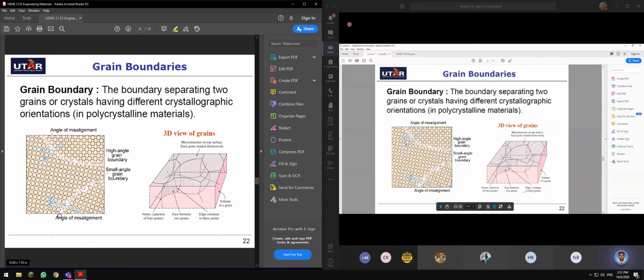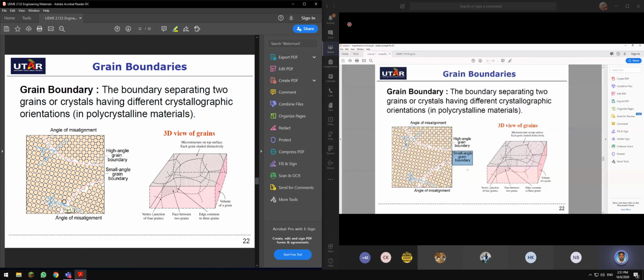If you look at grain boundaries, these are the boundaries between different types of planes. The boundary separating two grains or crystals having different crystallographic orientation in a polycrystalline material. For example, this is your plane, and then you have a different crystallographic orientation. This is the orientation, this direction, angle, and suddenly you have an orientation in this form. So can you see a mismatch? This is your angle of misalignment, which we call a small angle grain boundary.